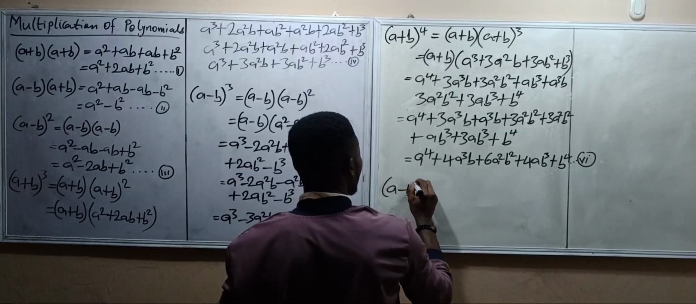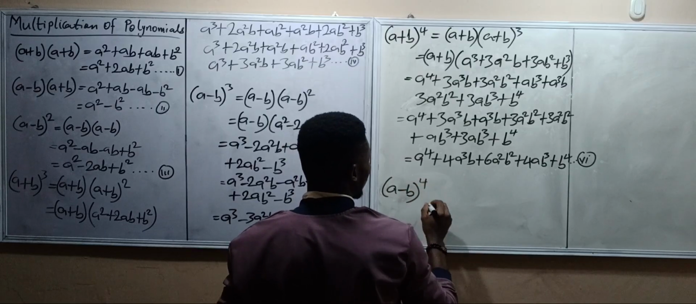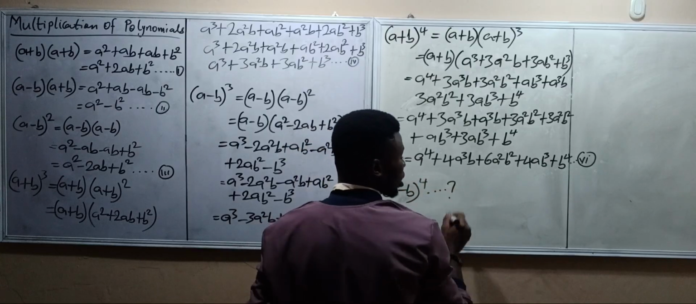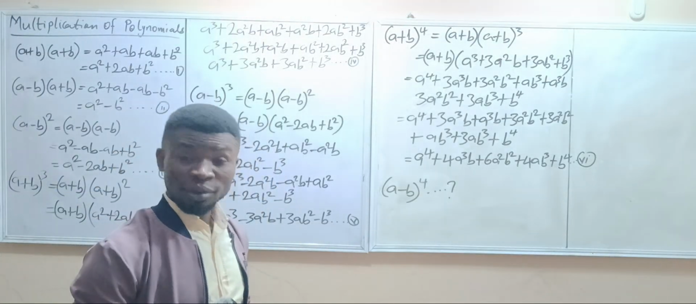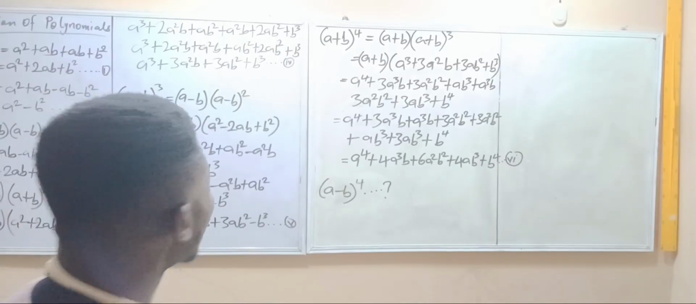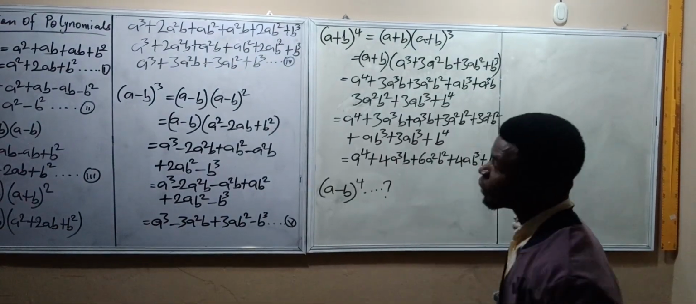A minus B to the power of 4, and you should get it. Now, let's bring all these equations together.